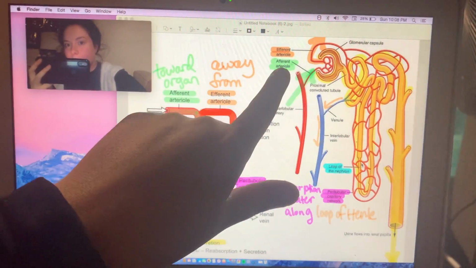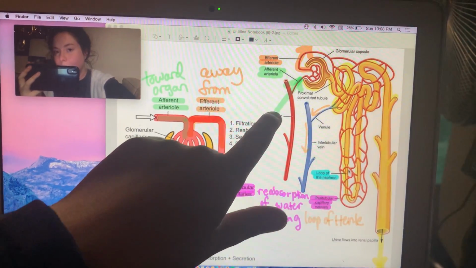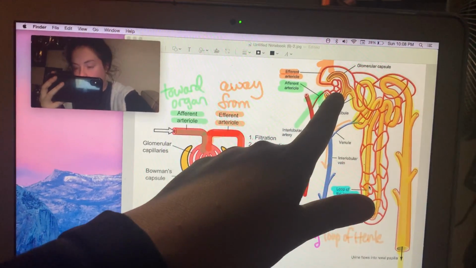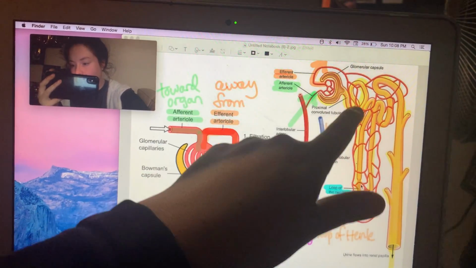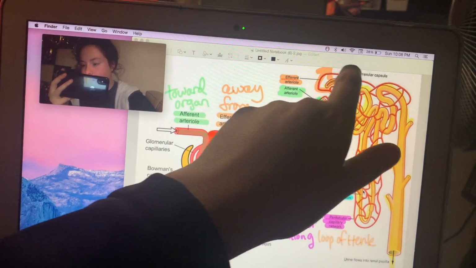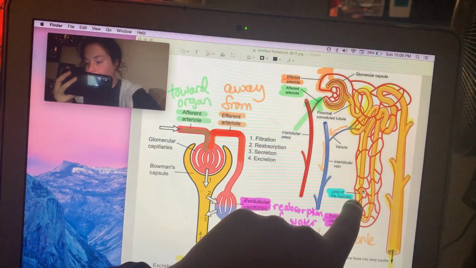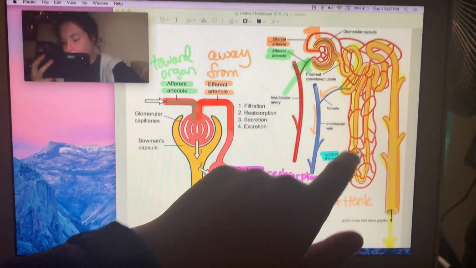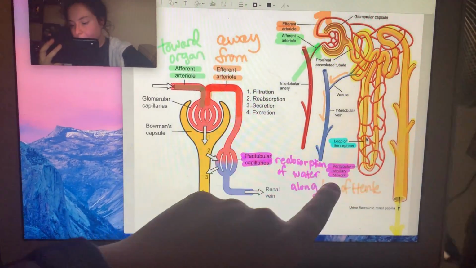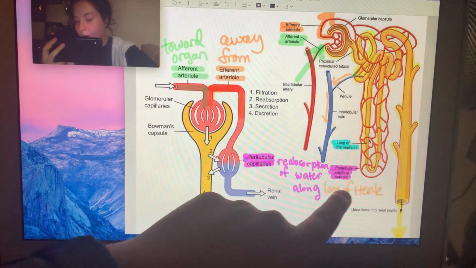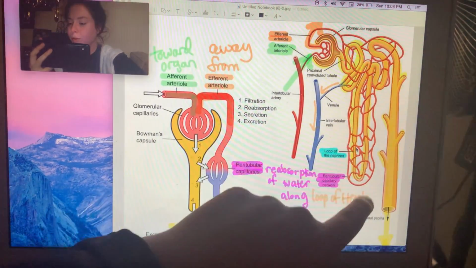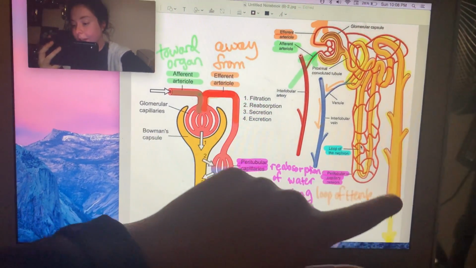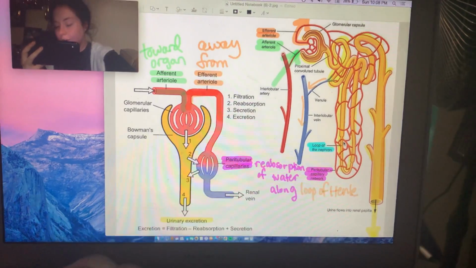So we see, again, afferent arteriole bringing unfiltered blood to the glomerular capsule. These capillaries exchange the wastes, and then this filtered blood is brought back here, where a lot of water reabsorption occurs back into the bloodstream. These peritubular capillaries allow for water reabsorption through the loop of Henle before urine is excreted.